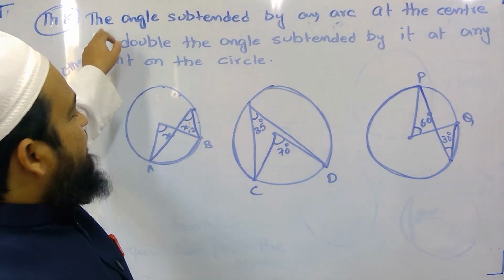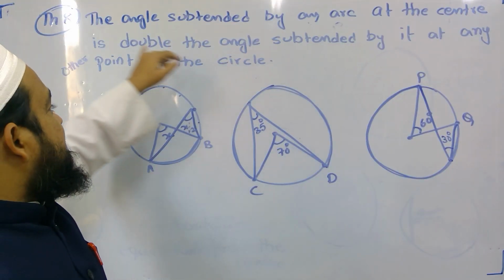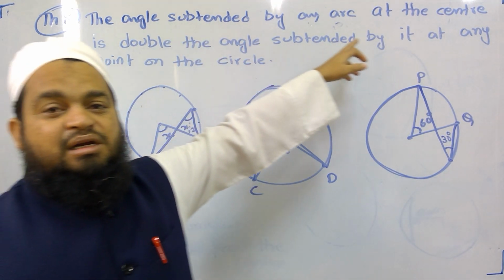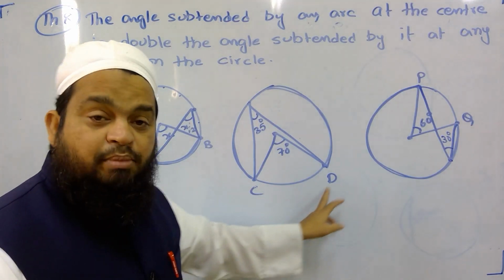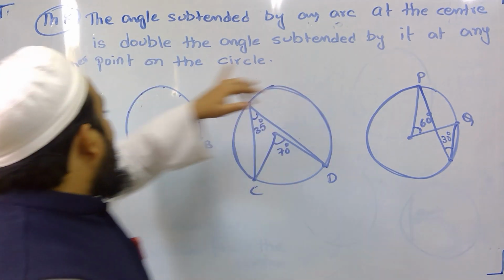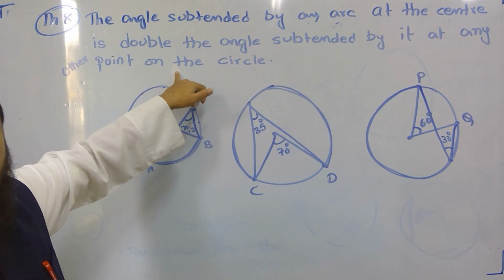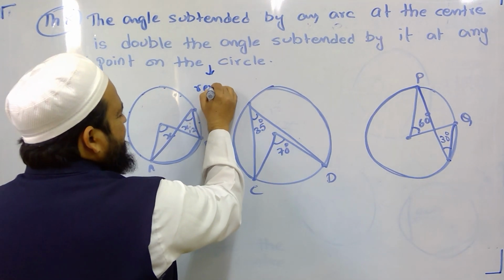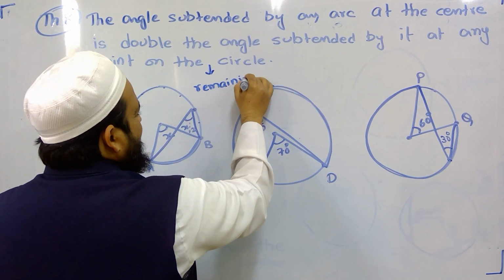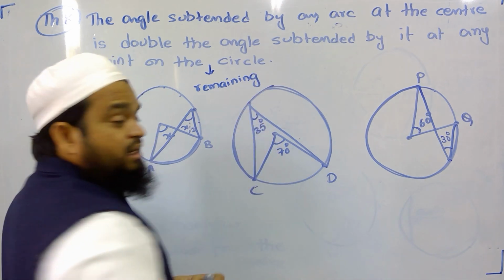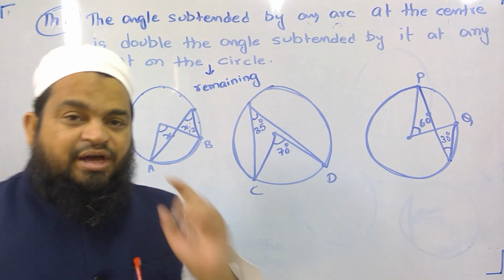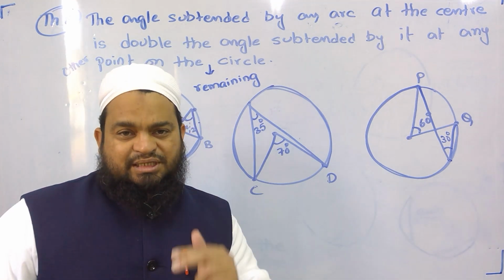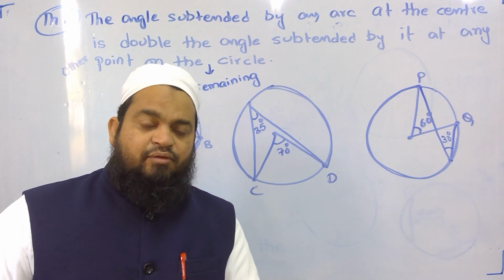One more time I read. The angle subtended by an arc at the center is double the angle subtended by it, that means by the same arc, at any other point on the remaining part of the circle. So you write it as the remaining part of the circle. Do you understand? Is it clear? This is a very, very important theorem. The second part of the same theorem I will explain in a second video.